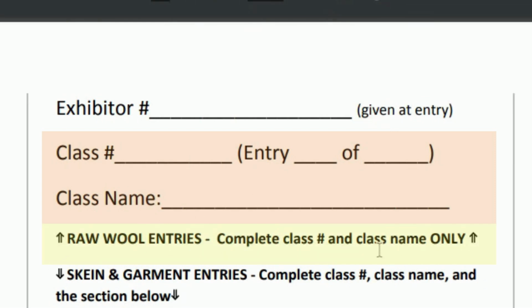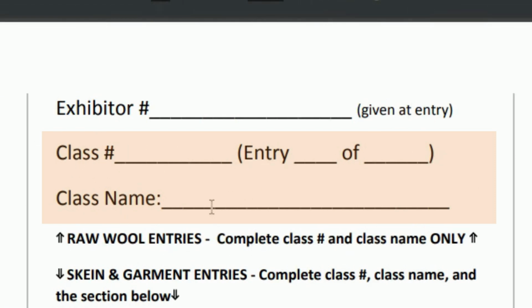And right here, see the little arrows up where it says wool, raw wool entries. You only complete this section. That's all you have to do for wool entries. And just FYI, for bat entries, this is all you have to fill out up here too. That's it. For skein and garments, you have to fill this out and more.